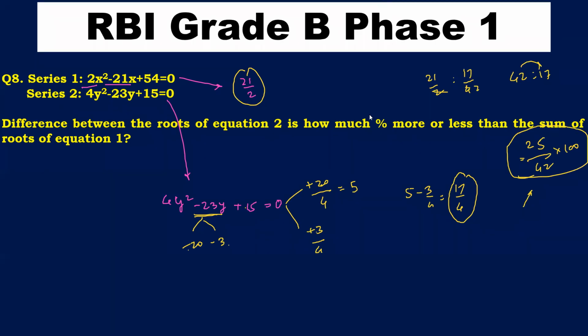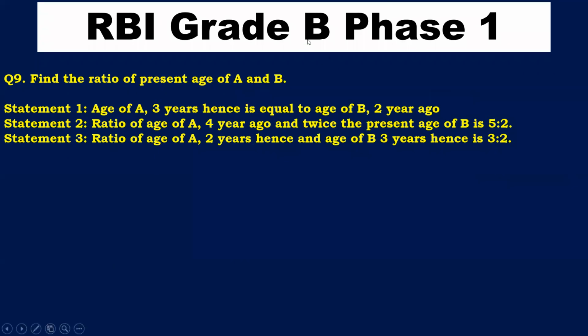Let's see one more. Find the ratio of the ages of A and B. This is a question for data sufficiency. So it should be an easy question because for such questions you require 2 equations if there are 2 variables. So the age of A 3 years hence will equal the age of B 2 years ago. We want the present ratio of A is to B.